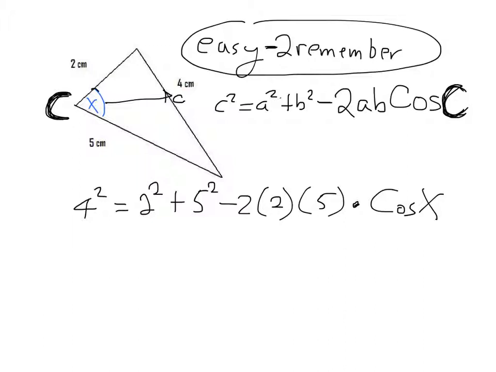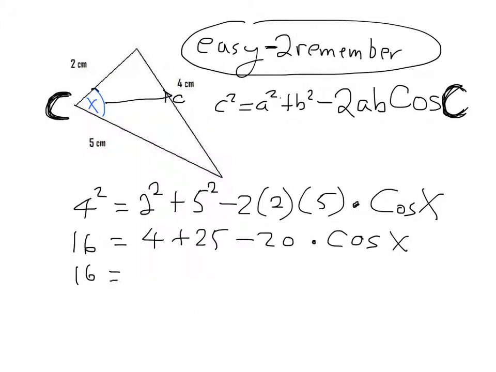I just have to do a little more work with this. 4 squared is 16. 2 squared is 4. 5 squared is 25. 2 times 2 is 4 times 5 is 20. And I could use the calculator for some of the smaller math if I really needed to, but I like to sort of just work it out as much as I can by hand. I get 16 equals 4 and 25 make 29, minus 20 times the cosine of x.